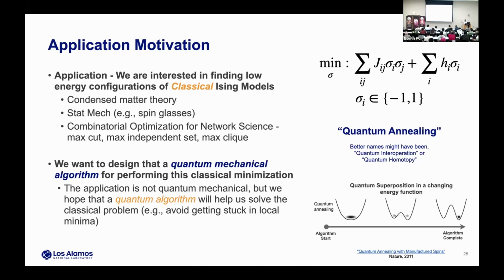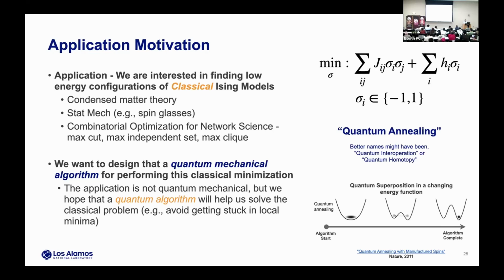And the highest level picture I'll give you here is that you start with a single well potential with a quantum superposition of states. So that's like on the leftmost picture. And all of the state vector is in the ground state of that single well.